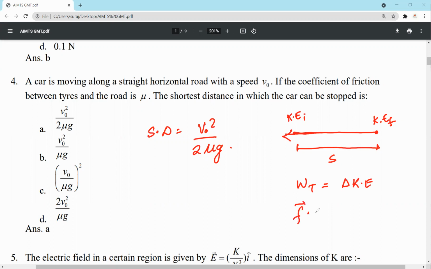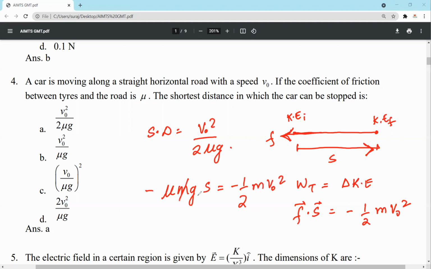So F vector dot S vector equals final kinetic energy 0 minus initial kinetic energy, half m v naught whole square. F dot S I'll get here minus, because friction force is opposite to the direction of displacement. So F is mu mg, into S, with minus, equal to half m v naught whole square. m gets cancelled. S equals v naught whole square by 2 mu g. This is the stopping distance.